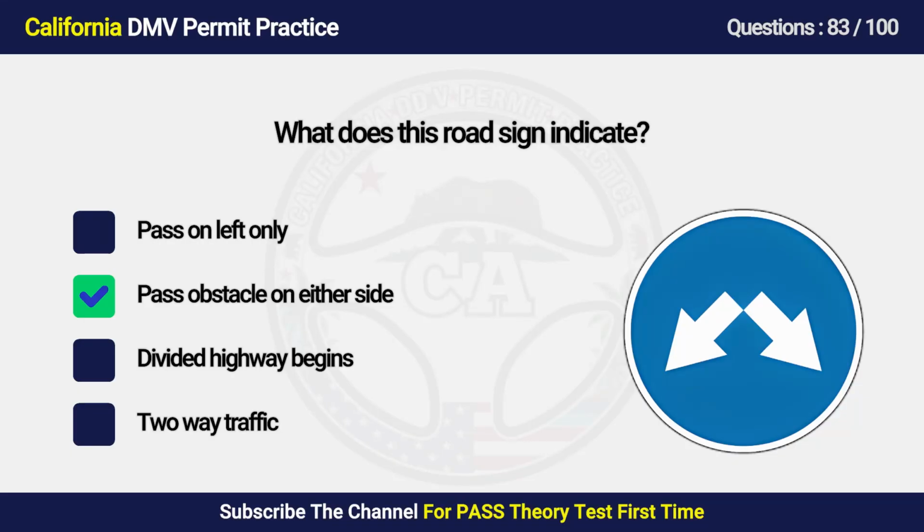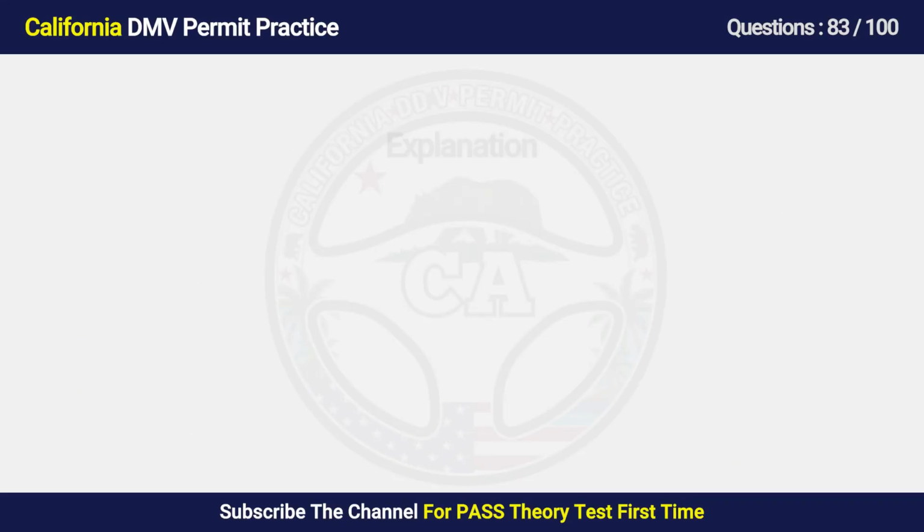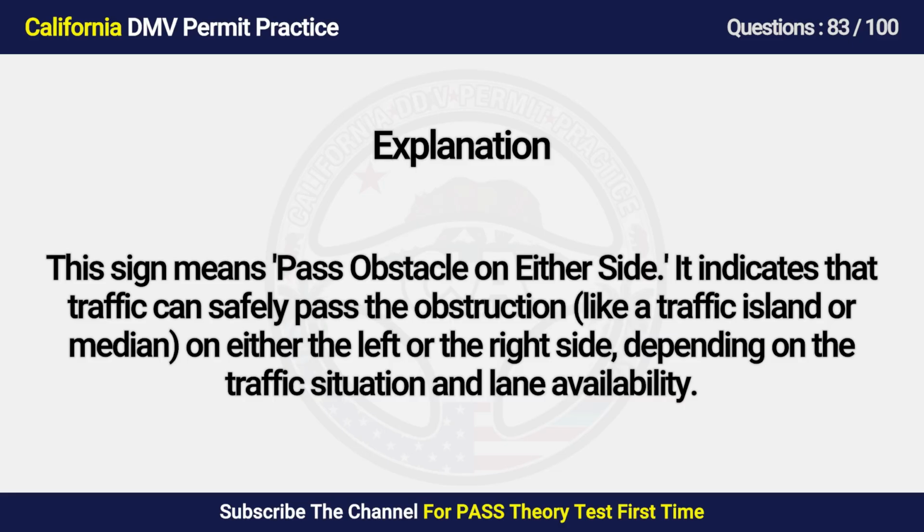Answer is B. Pass obstacle on either side. This sign means pass obstacle on either side. It indicates that traffic can safely pass an obstruction like a traffic island or median on either the left or the right side, depending on the traffic situation and lane availability.